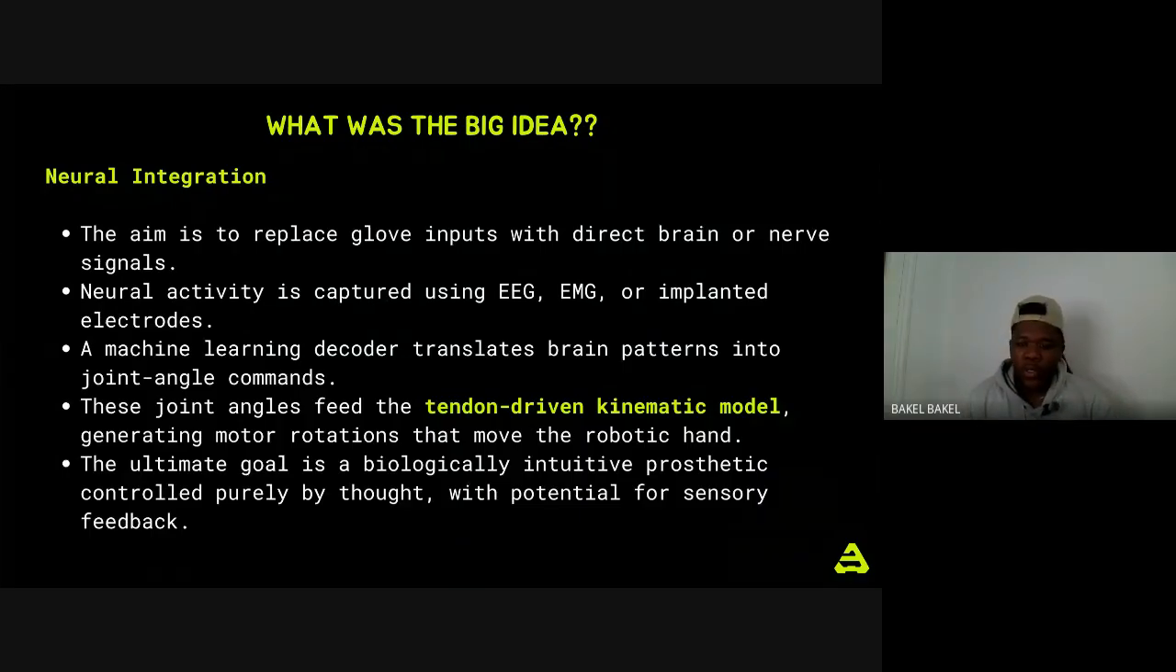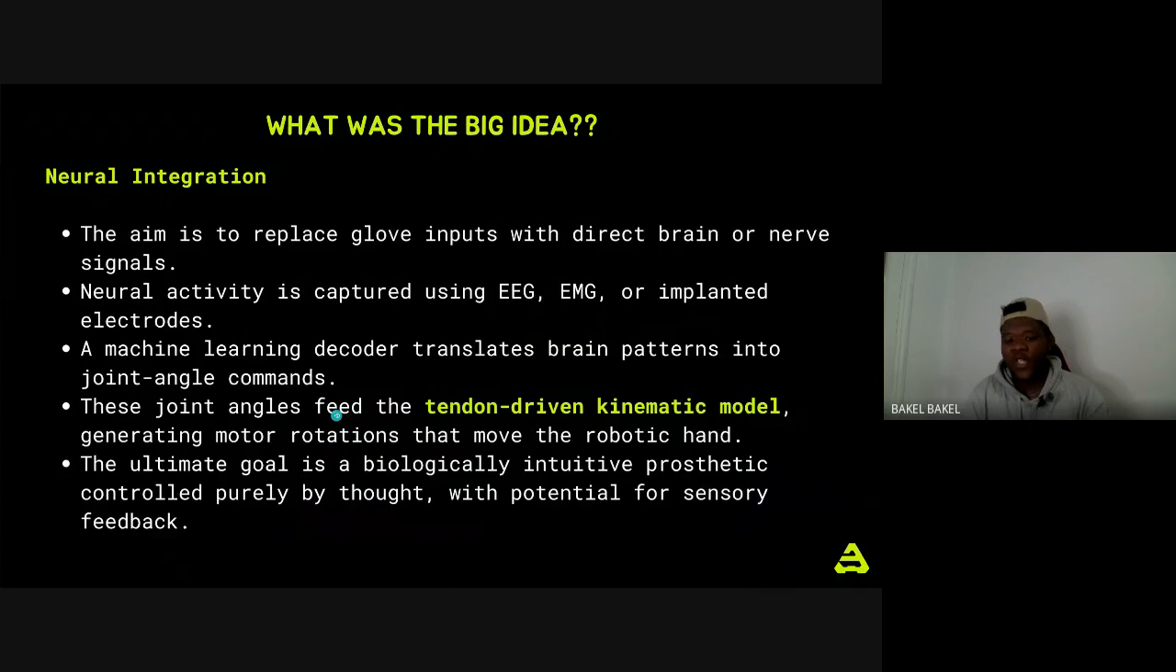So the aim is to replace the glove inputs with direct brain input. Your brain can control the glove even though it's not connected to your body. Now the neural activity is captured by EEG, EMG, or implanted electrodes. This is on the neuro side of things. If you've seen, there's this net they give you, and it has some wires, and it's used to read brain signals. You can just read about it in your free time.